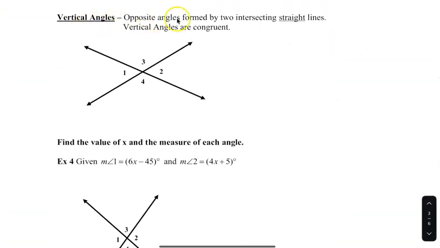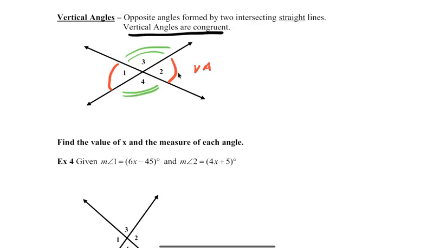So vertical angles are opposite angles formed by two intersecting lines. Vertical angles are always congruent. So that's the key there. So what is a vertical angle? Basically it looks like this X here. Vertical angles are the ones opposite each other. So angle 1 and angle 2 are vertical angles. But also, angle 3 with angle 4 are vertical angles. And the key thing is that they're congruent.